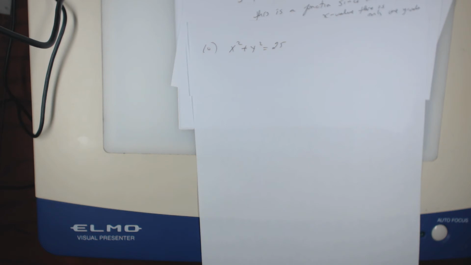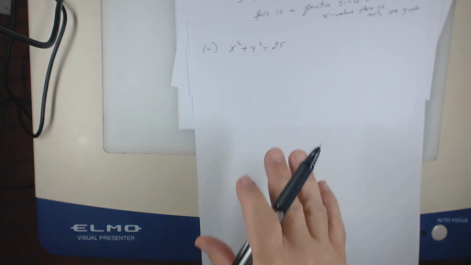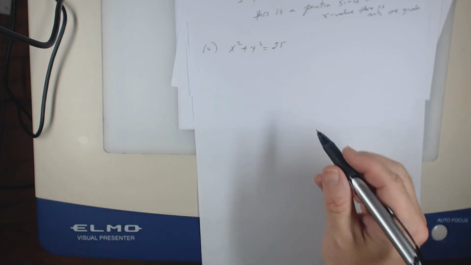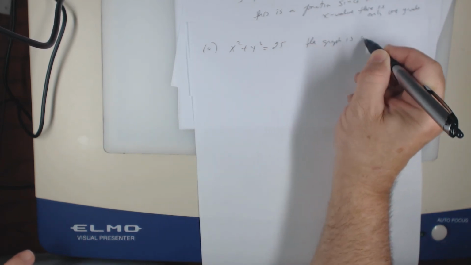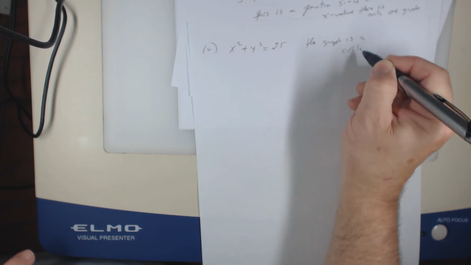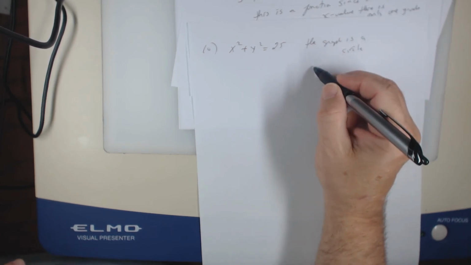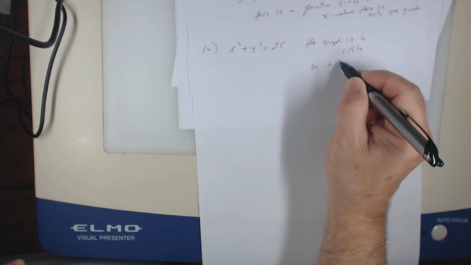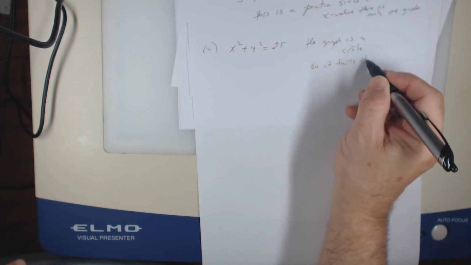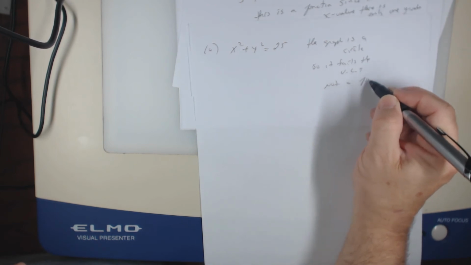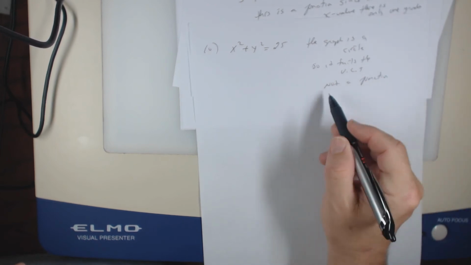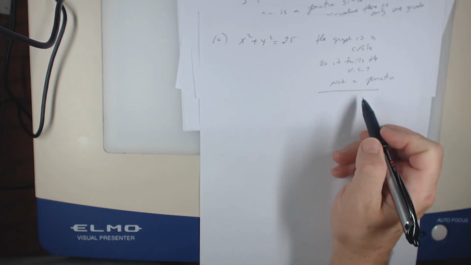So we talked about circles, right? Right away, you can say this is a circle. The graph is a circle. So it fails the vertical line test. So it's not a function. Right, so that's one explanation.